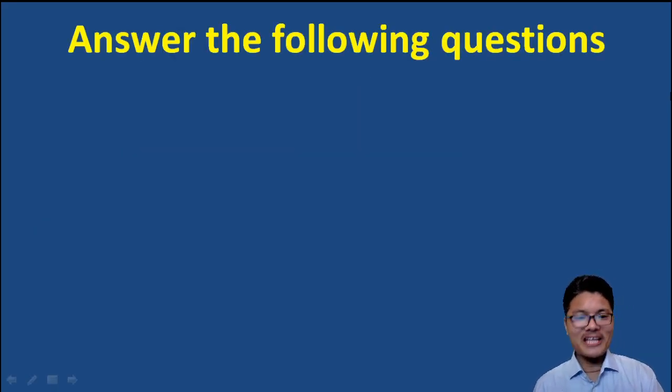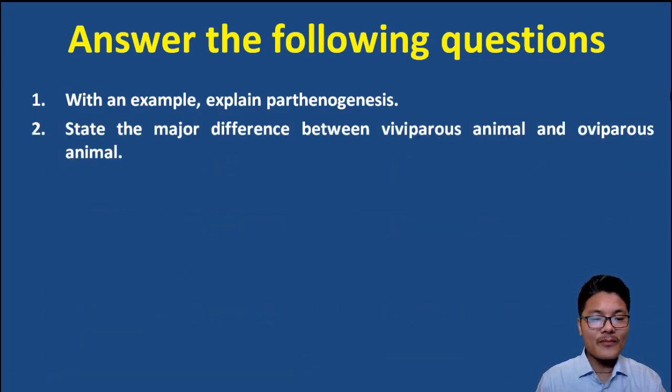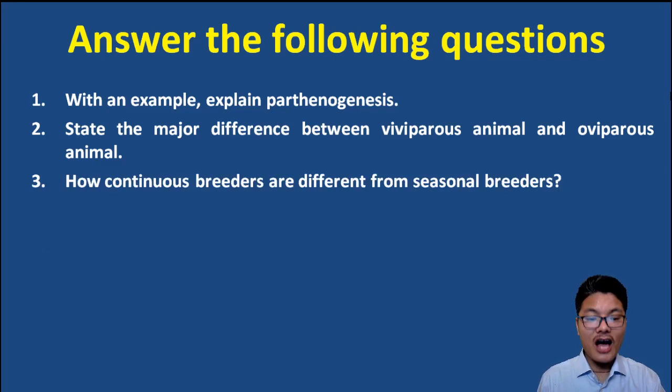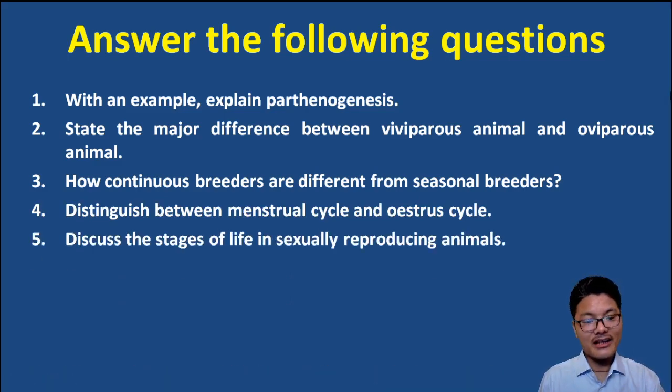Now, try to answer these questions, and with that we are completing our first chapter. First, with an example, explain parthenogenesis, which we discussed just now in the second last slide. Second, state the major differences between viviparous and oviparous, on the last slide. Third, how are continuous breeders different from seasonal breeders? Fourth, distinguish between menstrual cycle and estrous cycle. Fifth, discuss the different stages of life in sexually reproducing animals.